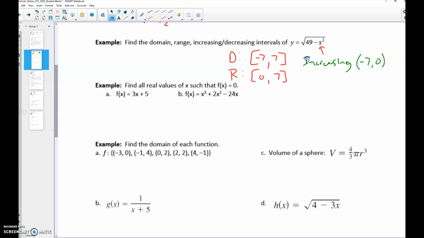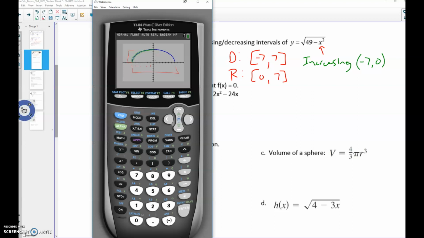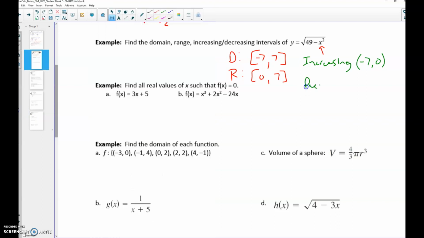And then again, let's pull up that calculator. Okay, so if I'm looking at where it is decreasing, if I start at the top of that semicircle, my finger is moving down as I move from left to right. So it is decreasing. So decreasing from 0 to 7. So there's the domain, range, increasing and decreasing. So that's it for this video. I'll make a second part for the following examples. So we're going to go ahead and stop right there.